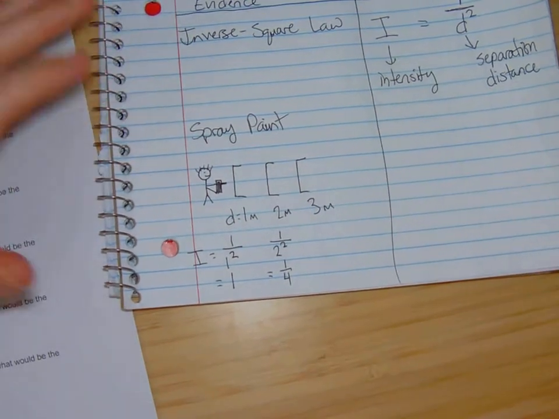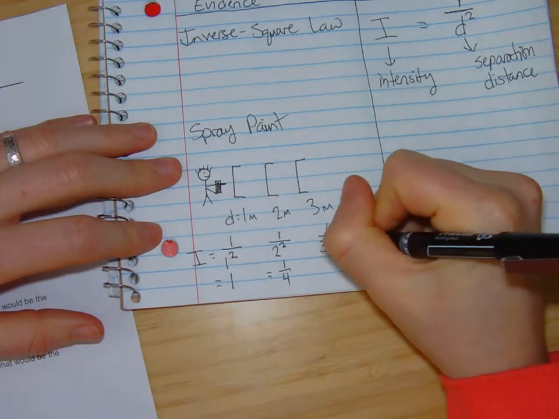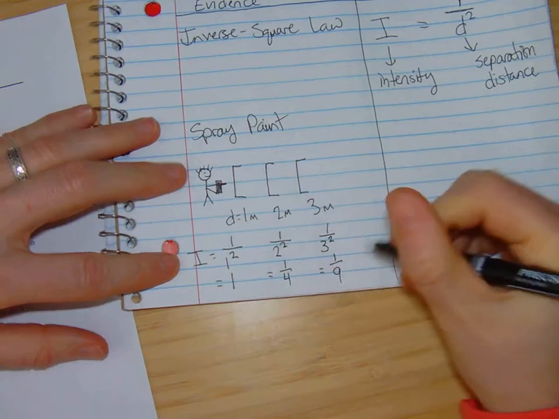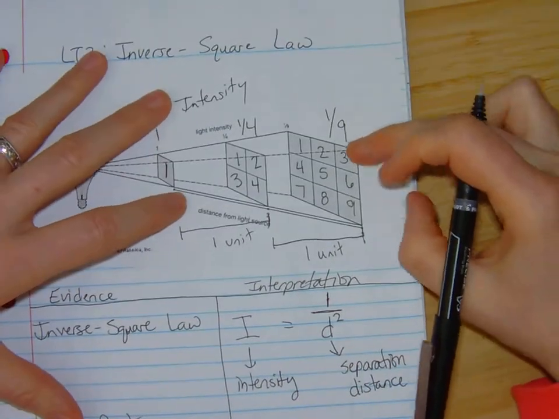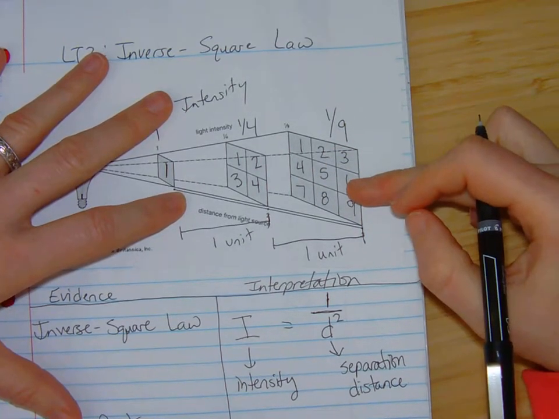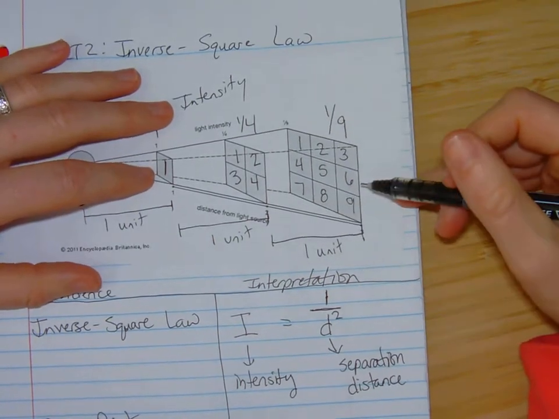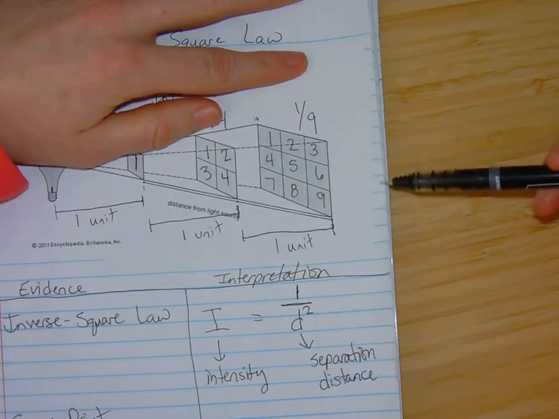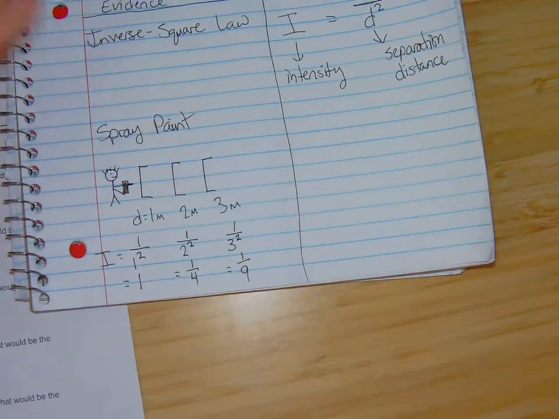Let's go out 3 meters. Hopefully you're seeing the pattern. 1 over 3 squared. 3 times 3 is 9. So the intensity now, it's 1/9 as thick as if you were 1 meter away. But you're going to cover with that spray paint 9 times the area. And we could go out 5 times farther. Well, 5 squared is 25. We'd have 25 squares of area that we're covering, and it would be 1 over 5 squared, so 1/25 is thick.